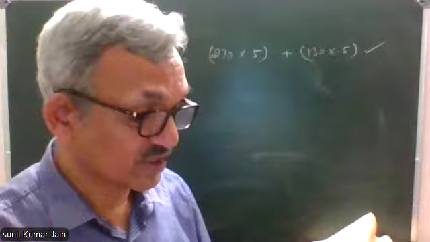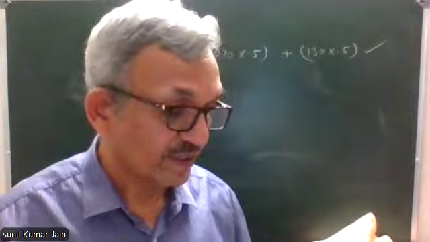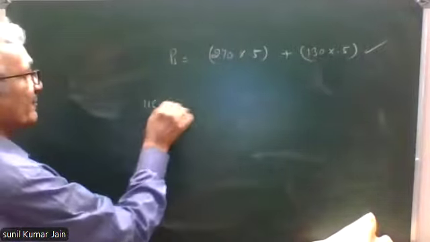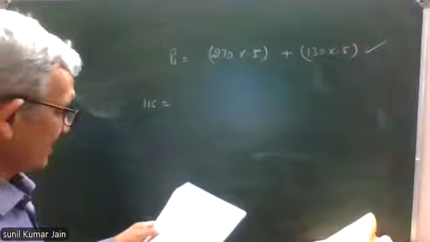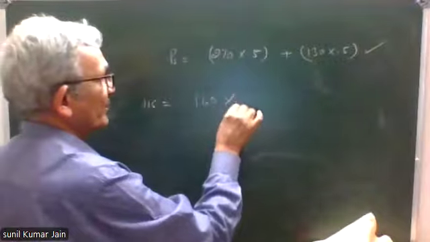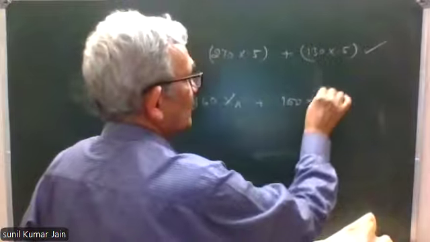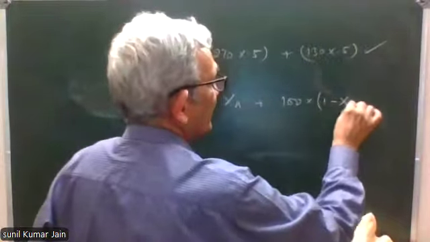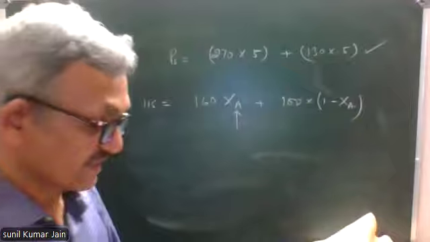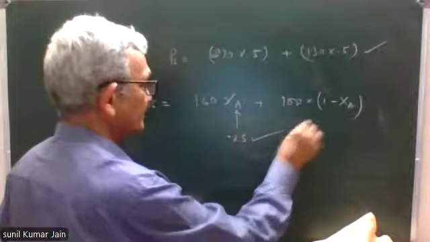Numerical number 9. Calculate mole fraction of A in a solution of A and B whose total vapor pressure is 115. P naught A and P naught B values are given. So P total is 115, that is, vapor pressure of solution. P naught A is 160 into mole fraction of A, P naught B is 100 into mole fraction of B will be 1 minus chi A. Calculate the value of chi A, that will be the answer. And according to the sheet, it is 0.25.